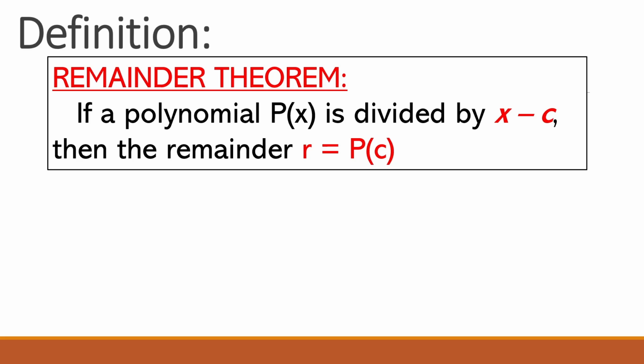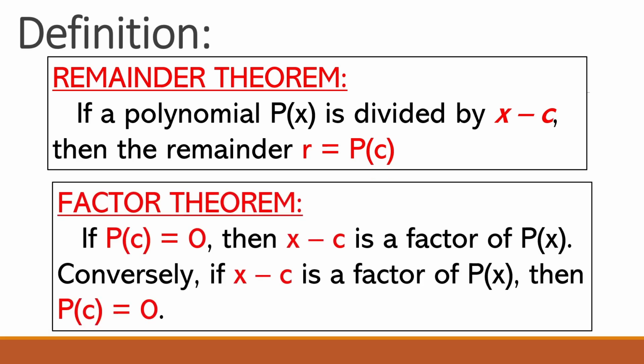Okay? And then factor theorem naman, we have if p of c is equal to 0, then x minus c is a factor of p of x. Conversely, if x minus c is a factor of p of x, then p of c is equal to 0. So in other words, if the remainder is equal to 0, then that given binomial or x minus c is a factor of the given p of x or the given polynomial. So let's have an example.